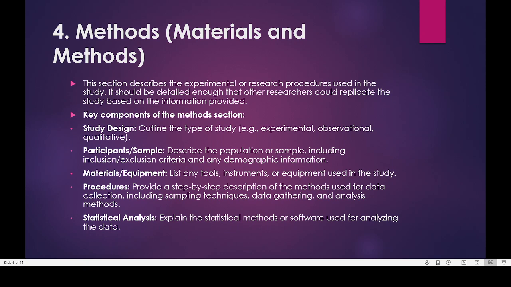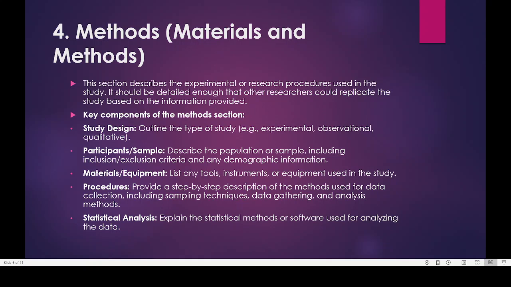Then the fourth aspect is the methods, or sometimes this is also known as materials and methods. Both terms are used interchangeably. This section describes the experimental or research procedures used in the study. It should be detailed enough that other researchers could replicate the study based on the information.